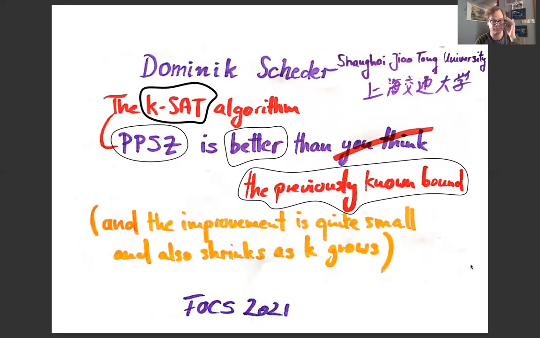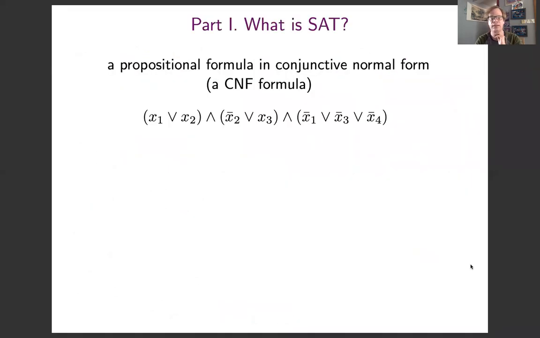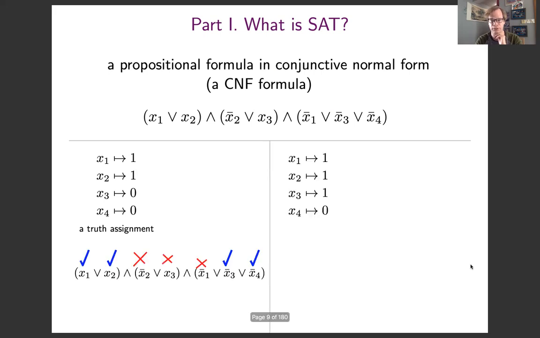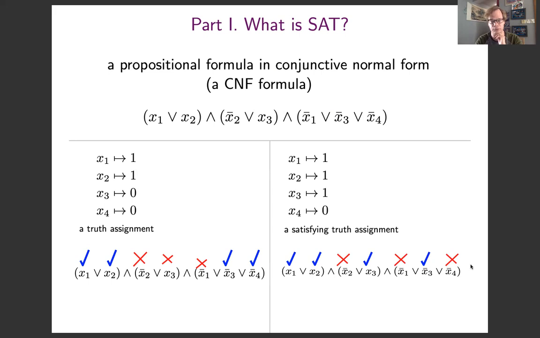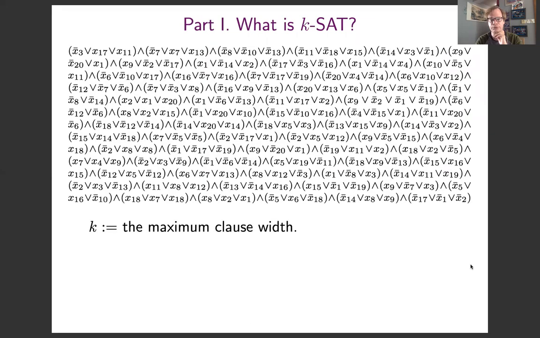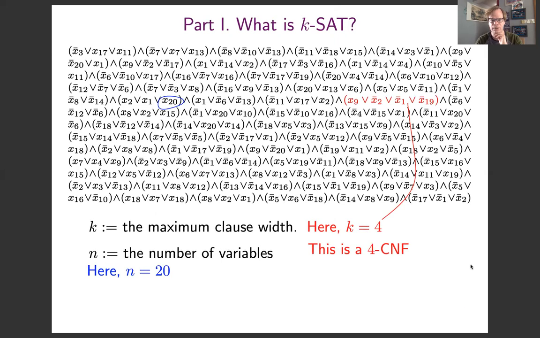Part 1, what is KSAT? What is SAT? You see here a formula in propositional logic. Here you see a truth assignment that makes the formula evaluate to false. Here you see an assignment that makes the formula evaluate to true. So this is called a satisfying assignment. And this is SAT. It's the decision problem: given a formula in conjunctive normal form, decide whether there is a satisfying assignment. So what is KSAT? Well, K refers to the maximum clause width. In this case, it's obviously 4. So KSAT is the same as SAT restricted to k-CNF formulas.